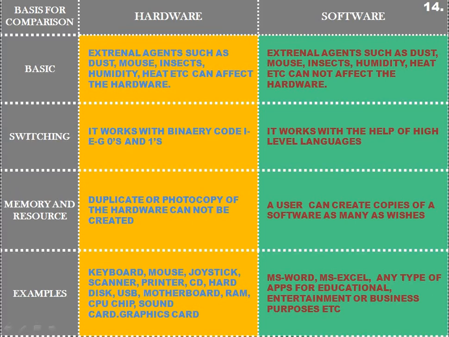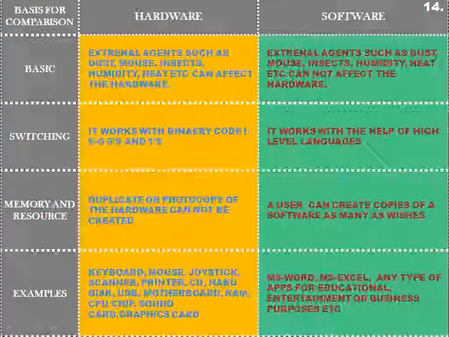Keyboard, mouse, joysticks, scanner, printer, CDs, DVDs, hard disks, USBs, motherboard, RAM, CPU, chip, microprocessor, sound cards and graphic cards are the hardware, while MS Word, MS Excel, any type of app around the world can be considered as software.